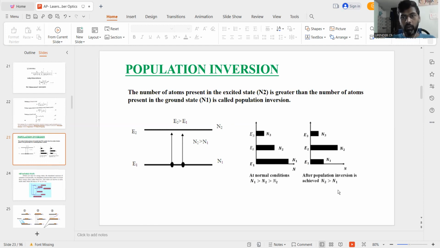But when population inversion is achieved through different mechanisms, what will happen? The number of atoms in the ground state is less than the number of atoms in the excited state. This is the condition N2 greater than N1, and it is called the population inversion condition.